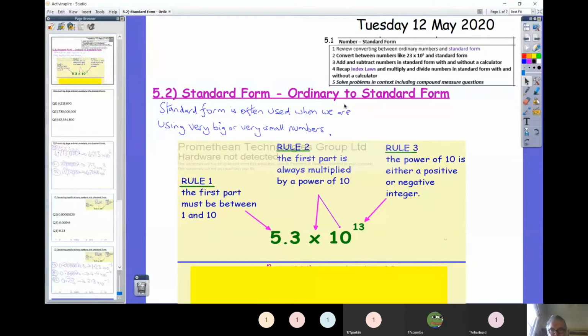Okay, now just to remind you how a standard form number looks, the first number must be between 1 and 10, so 5.3 would be fine. Okay, and then it's times 10 to a power of something, and if the power is positive, we're dealing with big numbers. If the power is negative, we're dealing with small numbers. And last lesson, we practiced going the other way. We were converting standard form numbers into ordinary numbers.